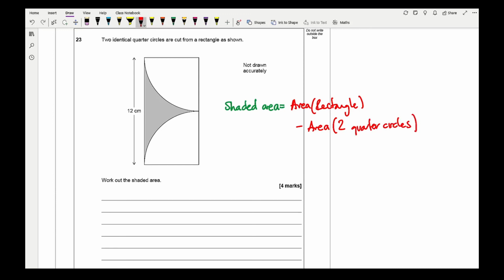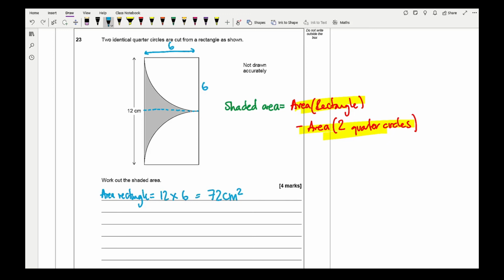And so what I need to do is work out what these two bits here are. Now, working out the area of the rectangle may seem a bit of a challenge because I don't know what this here is. The key thing is that with it being two circles, there proves to be a square. So that is going to be 6 and that is going to be 6. So the area of the rectangle is going to be 12 times 6, which is 72 centimeters squared.